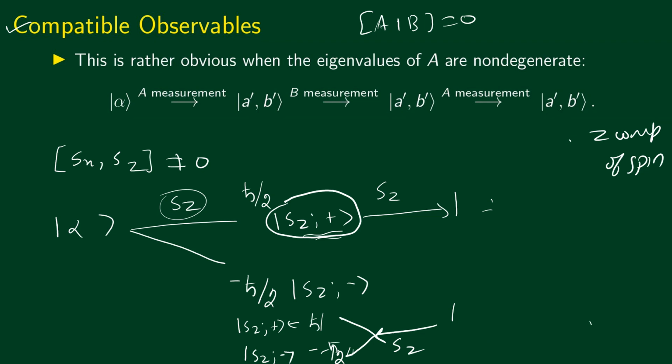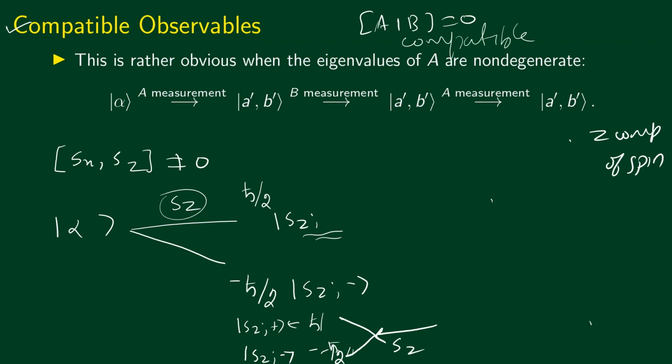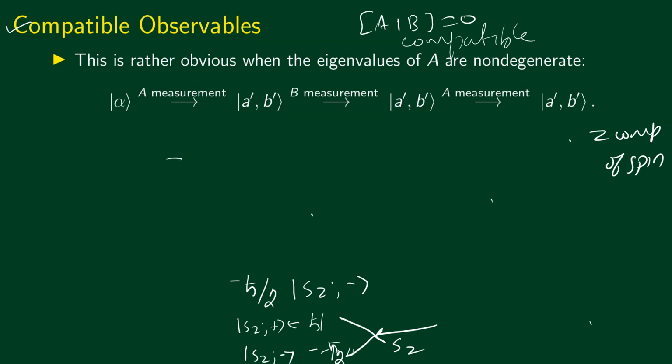This is the reason why we say that when observables A and B commute, they are compatible. They are compatible in the sense that if I make a measurement of A, you don't lose any information regarding B. Similarly, if I make a measurement of B, the information regarding A is also not lost. This is the reason why we say that these measurements are compatible with each other.